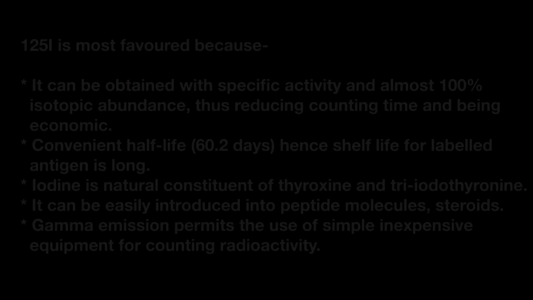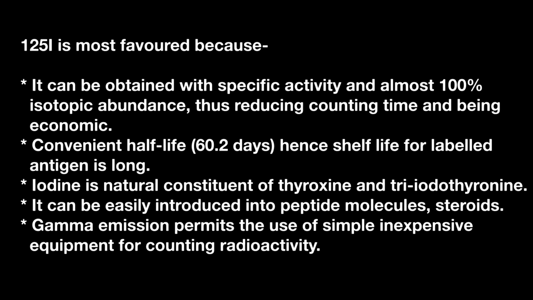So reagent used in radioimmunoassay tracer, the iodine 125 is the most favored because it can be obtained with high specific activity and almost 100% isotopic abundance, and thus reducing counting time and being economic. And convenient half-life of 60.2 days, hence shelf-life for the labeled antigen is long. And iodine is also a natural constituent of the hormones thyroxine and triiodothyronine. So it can easily be introduced into peptide molecules, then steroids, and gamma emission permits the use of simple, inexpensive equipment for counting the radioactivity.